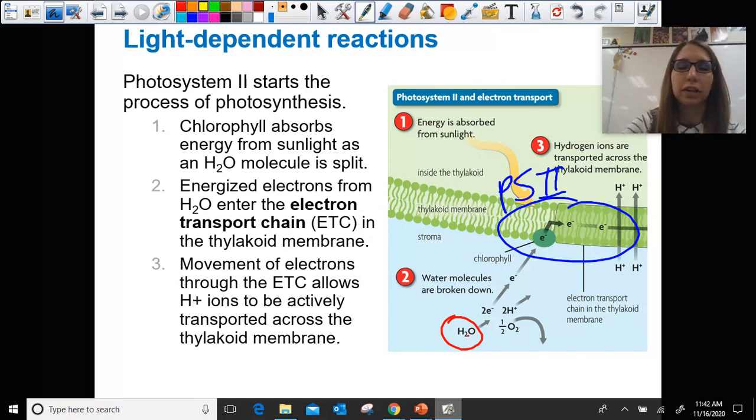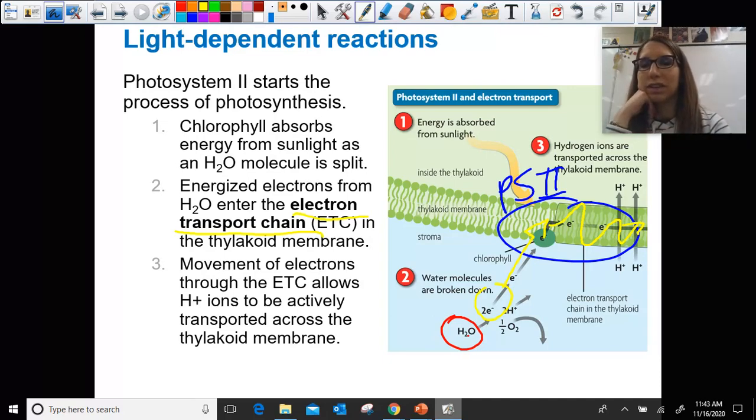So the 2 electrons that get released from this H2O molecule that got broken apart are going to start moving through something called the electron transport chain, or the ETC. So here are my 2 electrons. They're going to come up here to my ETC, and they start to bump through this chain of proteins that is sitting in the membrane there. Now, they're not representing those for you. You can see the phospholipids that make up that thylakoid membrane, but they're not showing you those proteins, okay?